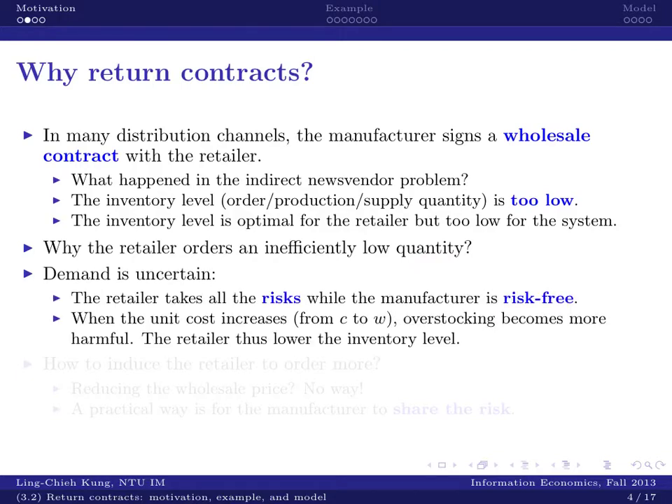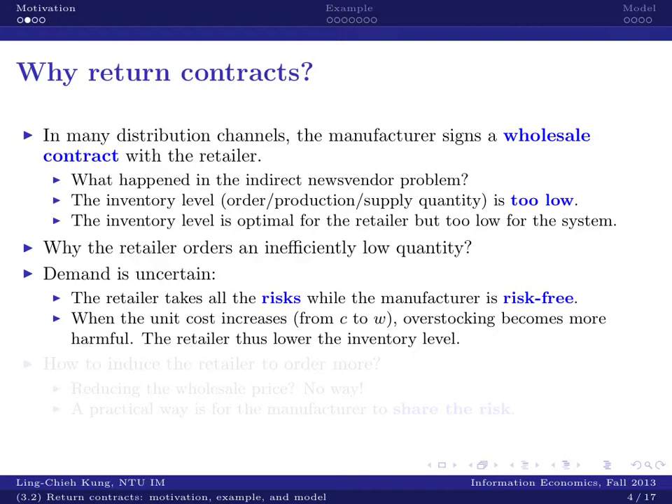The reason is here. So first we know the demand is uncertain. And in the particular setting with a wholesale price contract, the retailer takes all the risks and the manufacturer is risk-free. If you remind yourself about the setting, the retailer must somehow forecast the uncertain demand and then place an order.